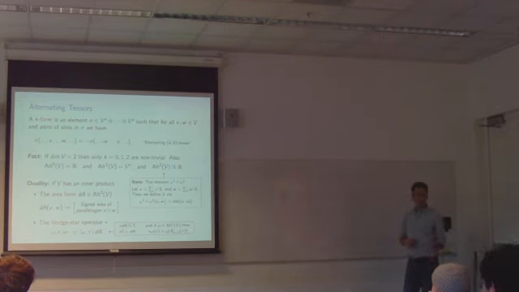Can anybody see that? Does anybody know why it's true? Why can't I have an alternating 3-tensor in a 2-dimensional vector space? Can somebody reason through that?